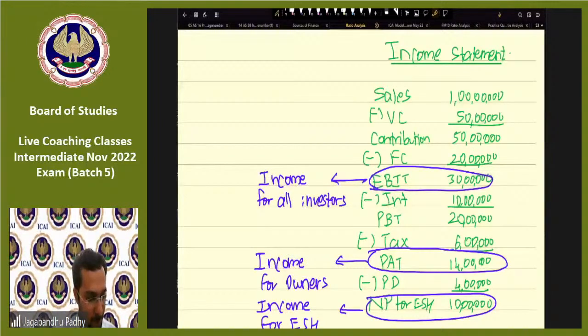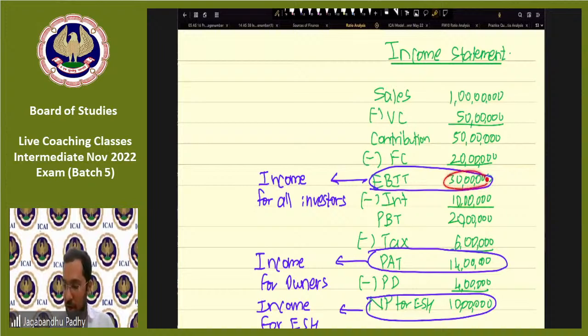Can the investors or the equity shareholders say that 30 lakh belongs to them? No, of course not. Because from this 30 lakh, you need to first pay interest. Then only you can think of paying your equity shareholders, right?